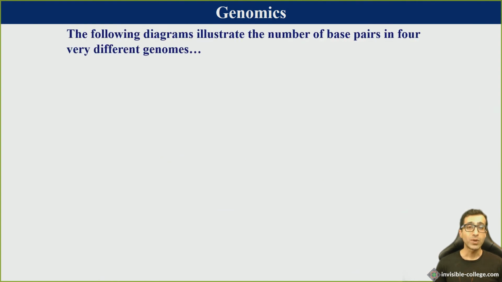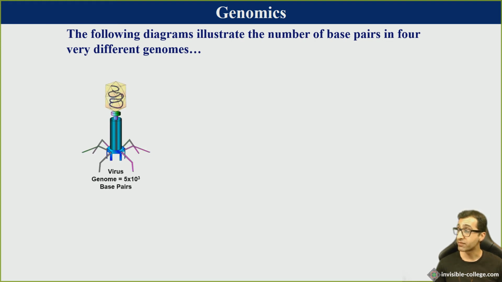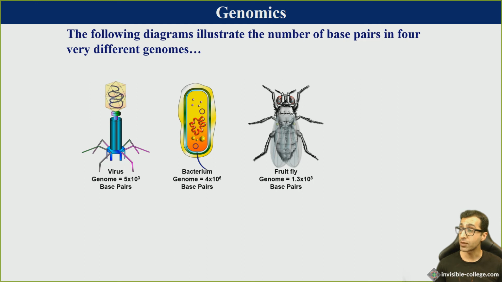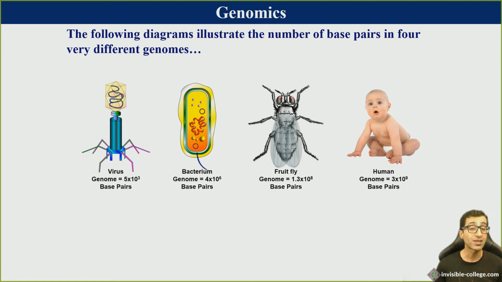So here we can illustrate the number of base pairs in 4 very different genomes. In a virus, we're looking at 5 times 10 to the 3rd base pairs. In a bacterium, we're looking at 4 times 10 to the 6th base pairs. In a Drosophila fruit fly, we're looking at 1.3 times 10 to the 8th base pairs. And in a human, it's 3 times 10 to the 9th base pairs.